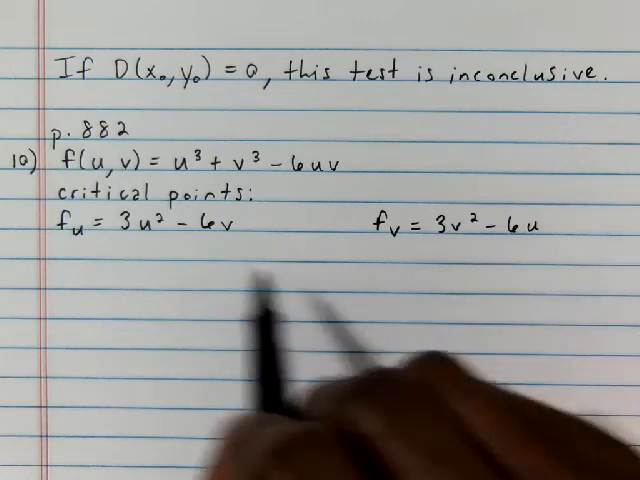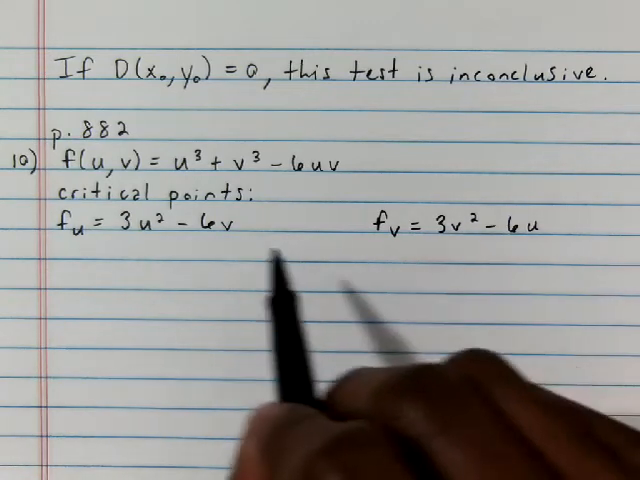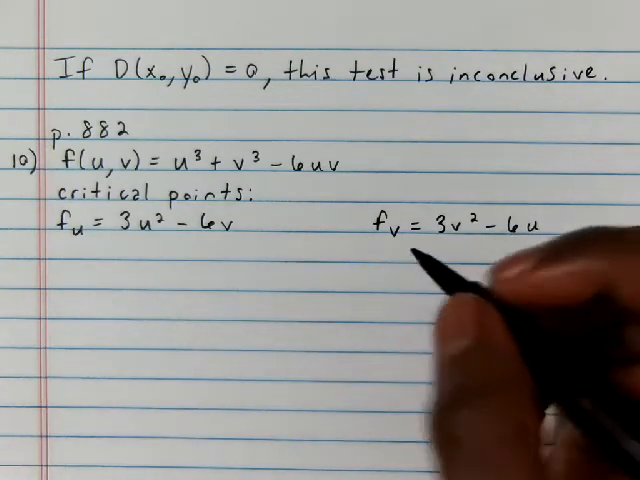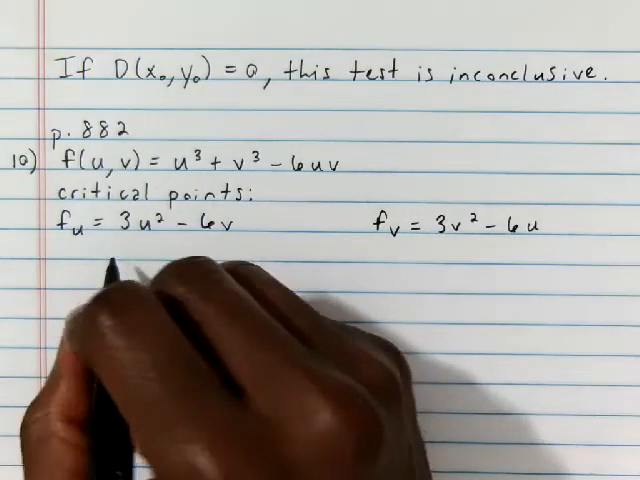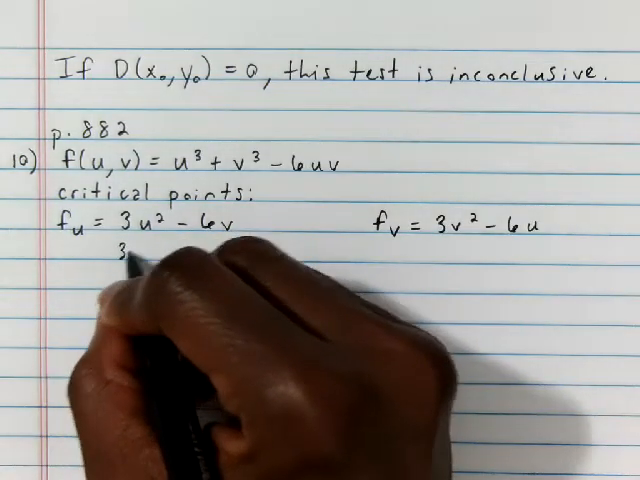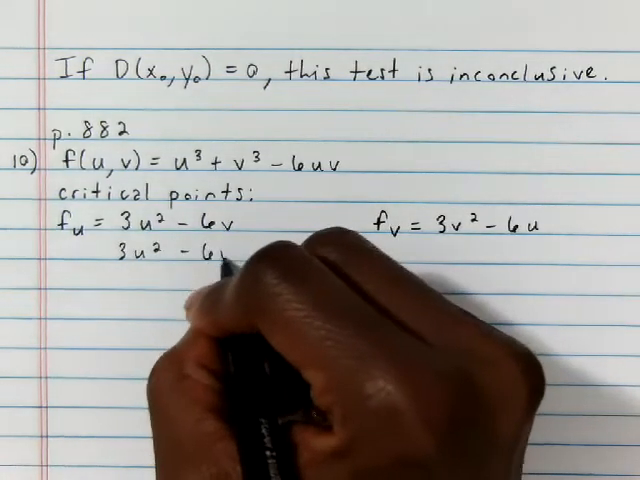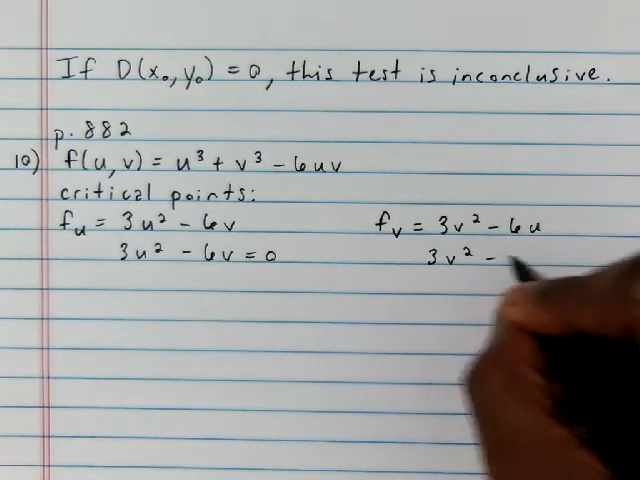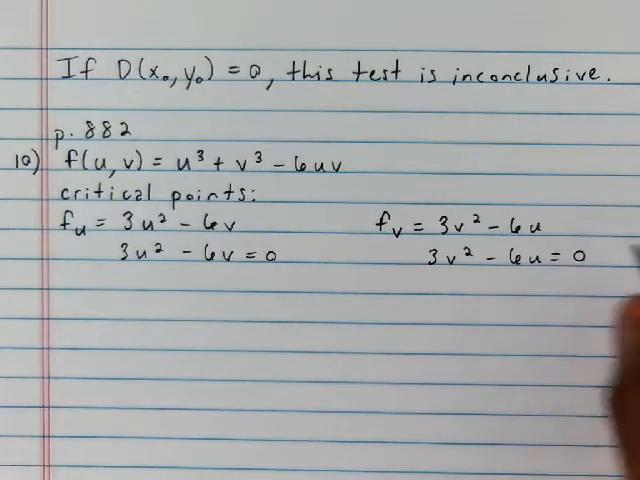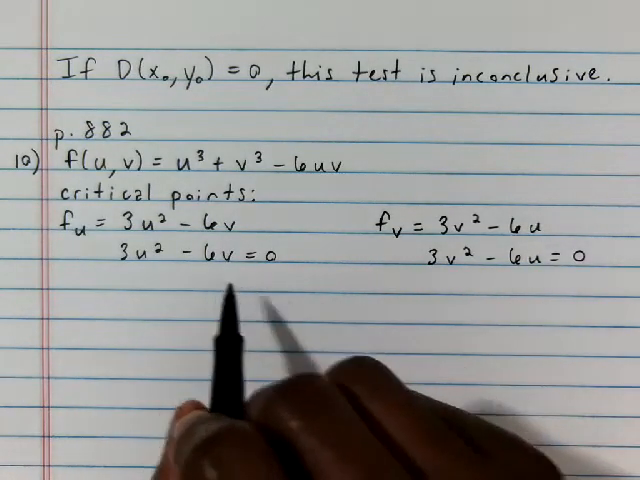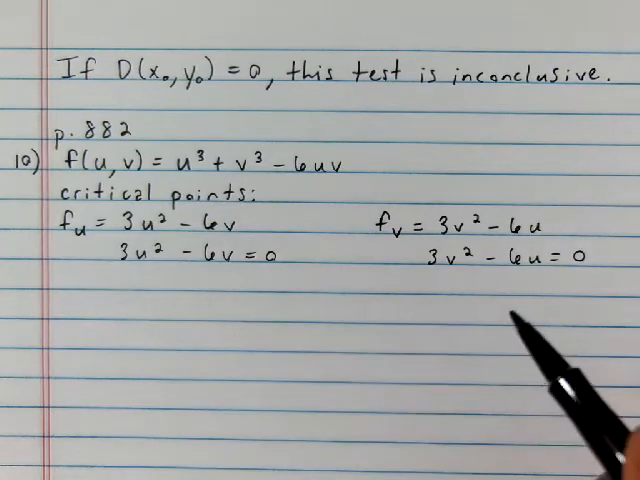It's a system of equations. They both have to simultaneously be equal to 0. It's not that one of them equals 0 and the other one does not. So we'll set both of them equal to 0, and then we'll solve the system of equations. So 3u squared minus 6v equals 0, and 3v squared minus 6u equals 0. Now we have a system of two equations with two unknowns, so we can use substitution.